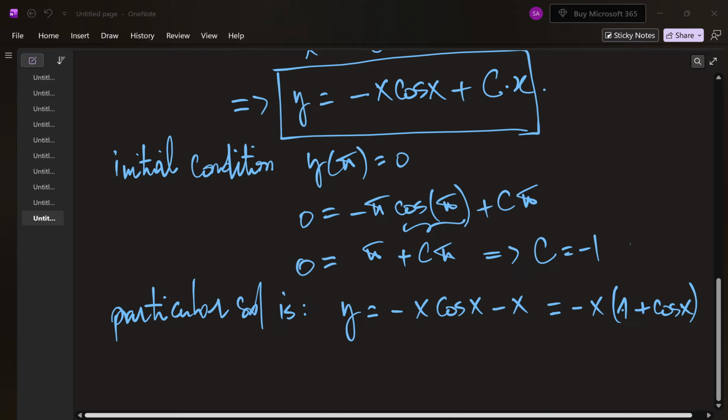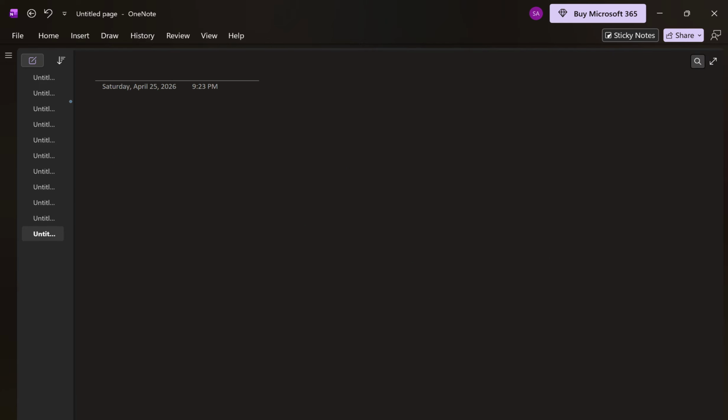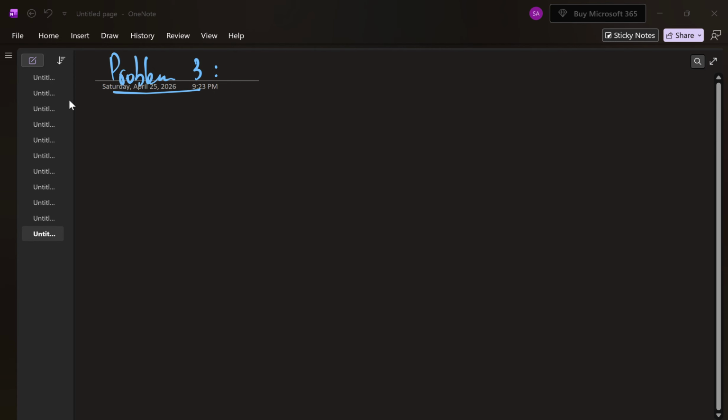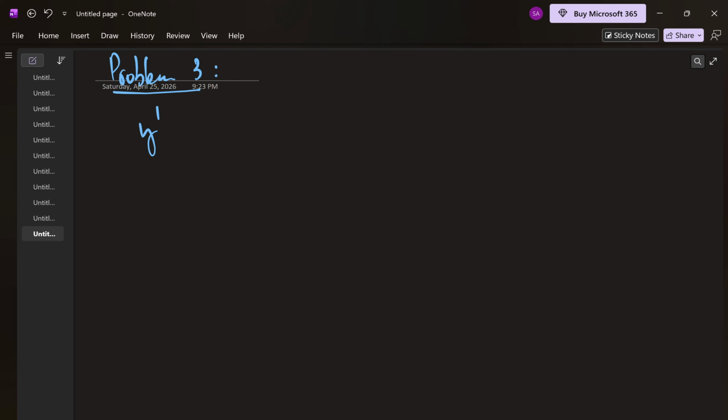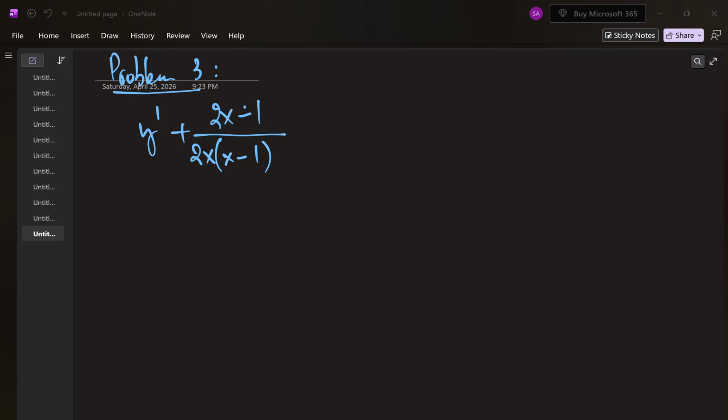Problem 3. The next equation is y prime plus (2x minus 1) over (2x times (x minus 1)), multiplied by y, is equal to the square root of x times (x minus 1).